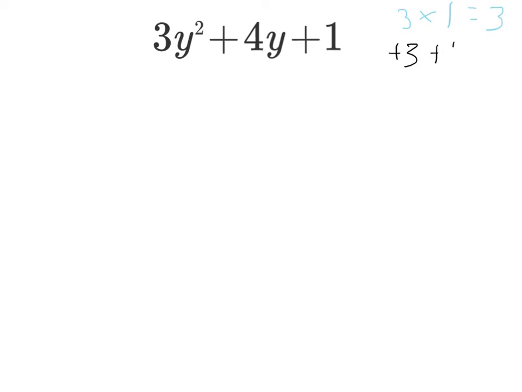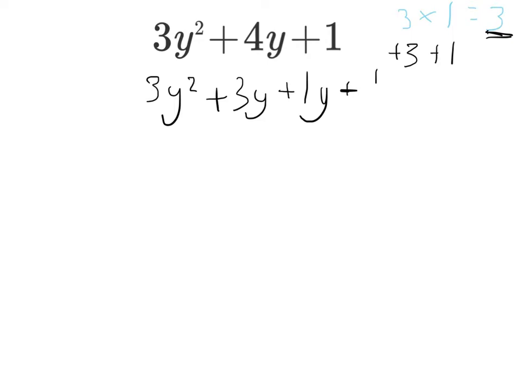positive 3 even, and positive 1. They multiply to give me 3 and add up to give me 4. And then it's the same case as before. 3y squared plus 3y plus 1y. I tend to put the plus 1 in when I'm doing this, as it makes it a bit more obvious what my common factors could be. And factorise.